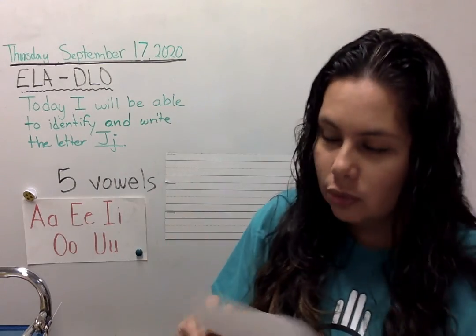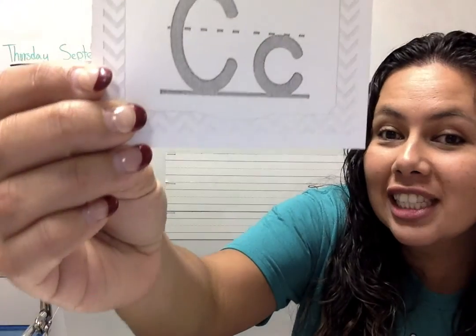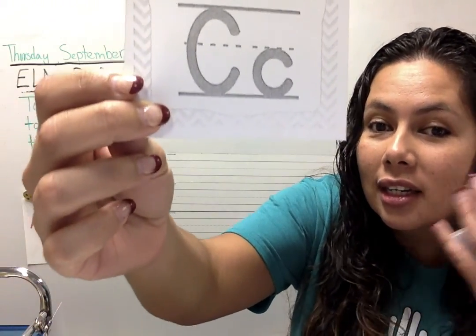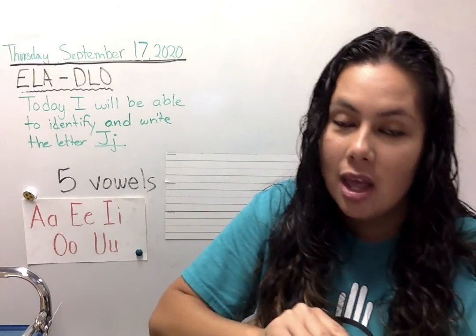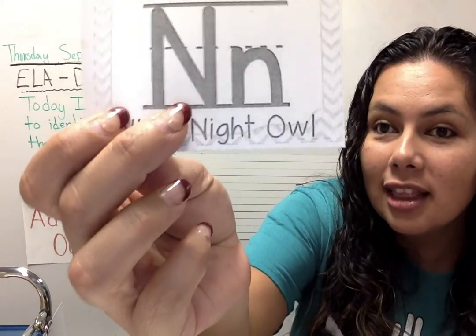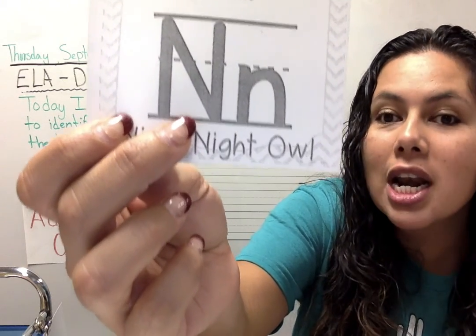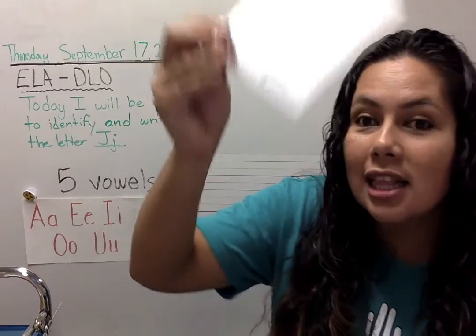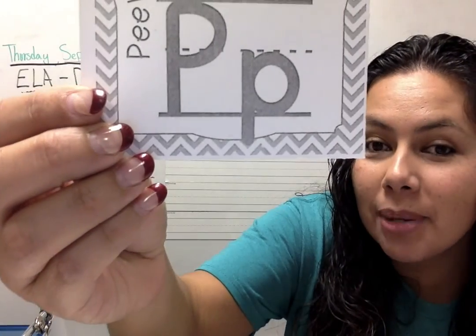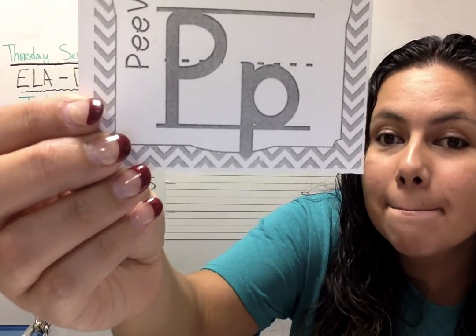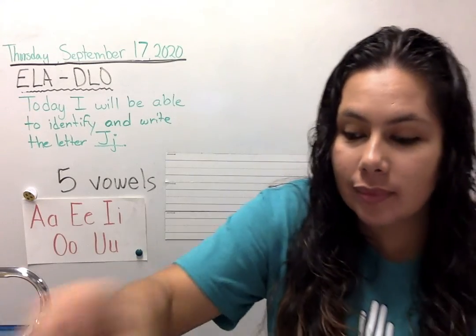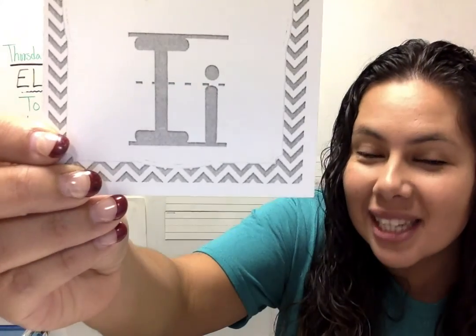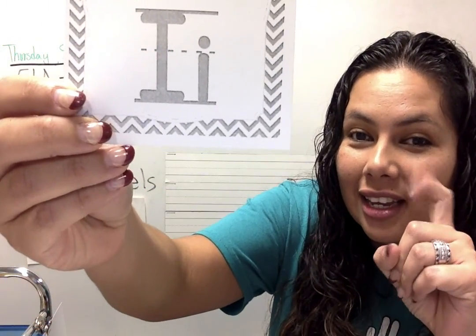All right, so, this is the letter C. The letter C makes the sound k, k, k. The letter N. The letter N makes the sound mm. This is the letter P. The letter P makes the sound p, p, p. The letter I. The letter I makes the sound I.